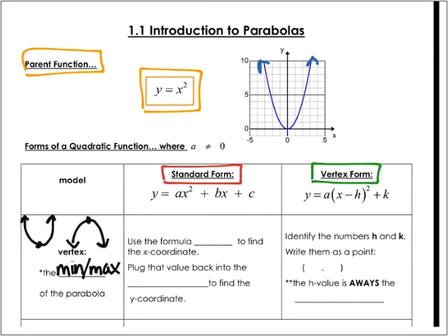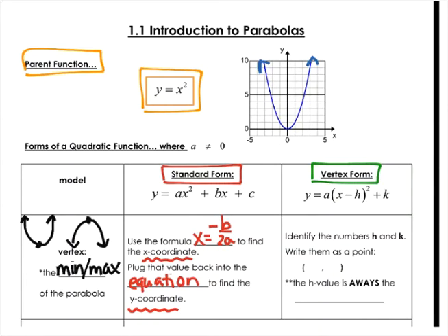If we're looking at the standard form, ax squared plus bx plus c, we're going to have to use a little formula. x equals negative b over 2a. And that's how we're going to find the x-coordinate of our vertex. Once we figure out what that is, we're going to plug it back in to the equation to find the y-coordinate. Alright, and we'll practice that in a little bit.